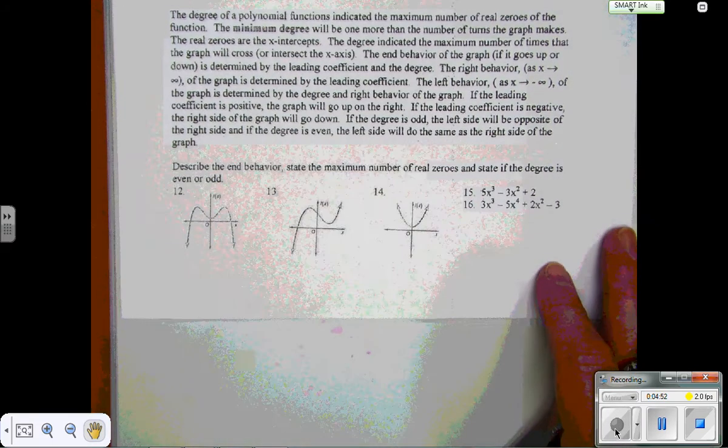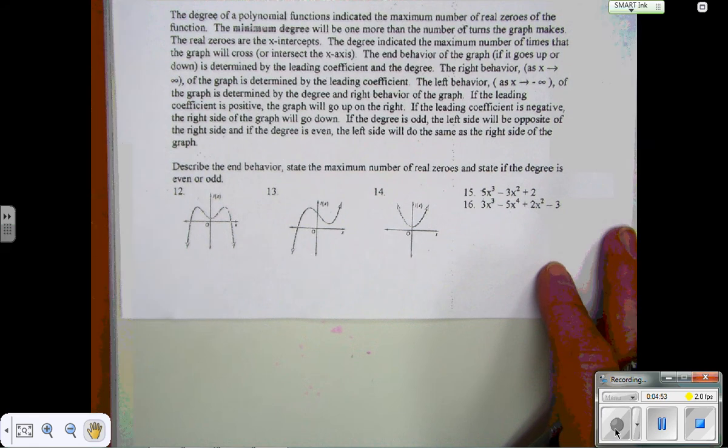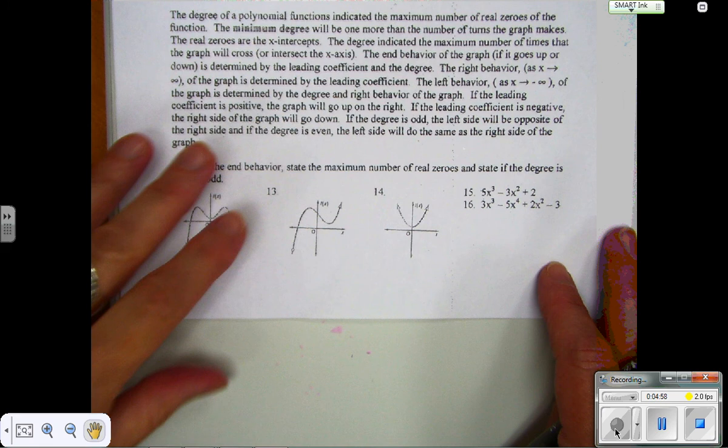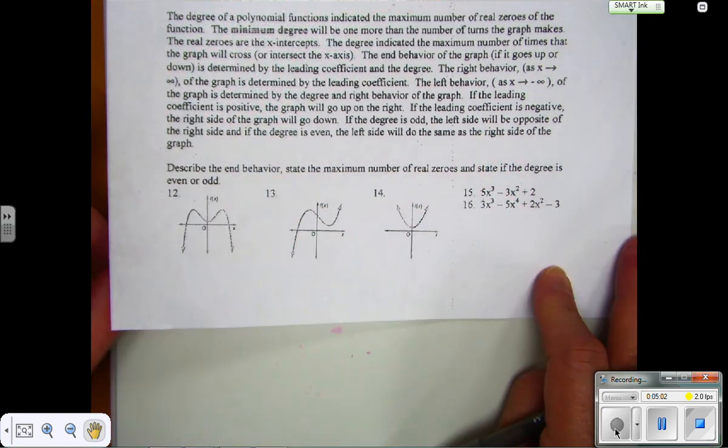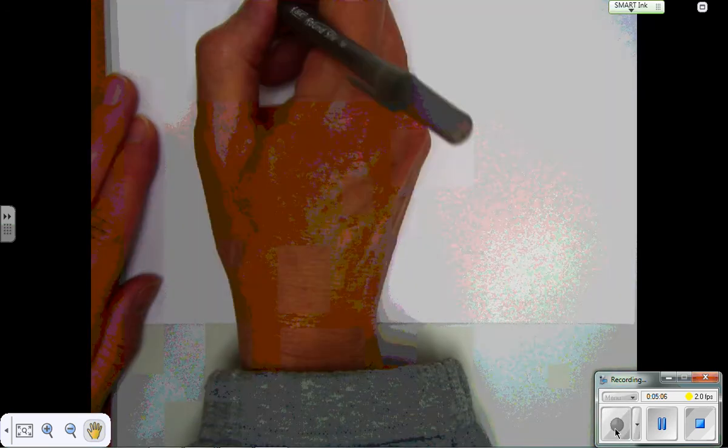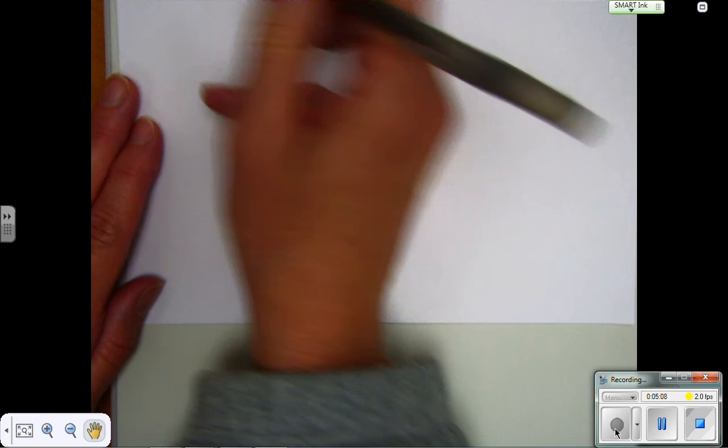So your end behavior is determined by the leading coefficient and the degree of your function, of your equation. So let's do a little example here. I'm just going to make a chart for you guys. So you might want to maybe do this on the back of your paper or something.